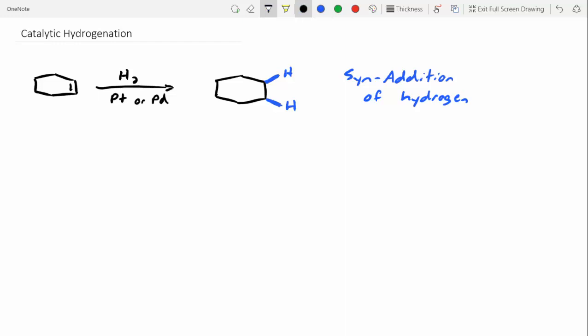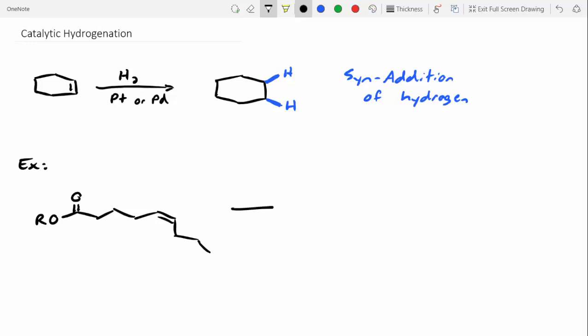Does anybody know one of the main industrial uses where this reaction takes place? Think of food. Oh, trans fats? Yeah, trans fats or hydrogenated oils. So if you think about fats from vegetables, they are typically unsaturated, meaning they've got some sort of double bond in them. And I'm just going to make up a fat. Typically they're triglycerides.